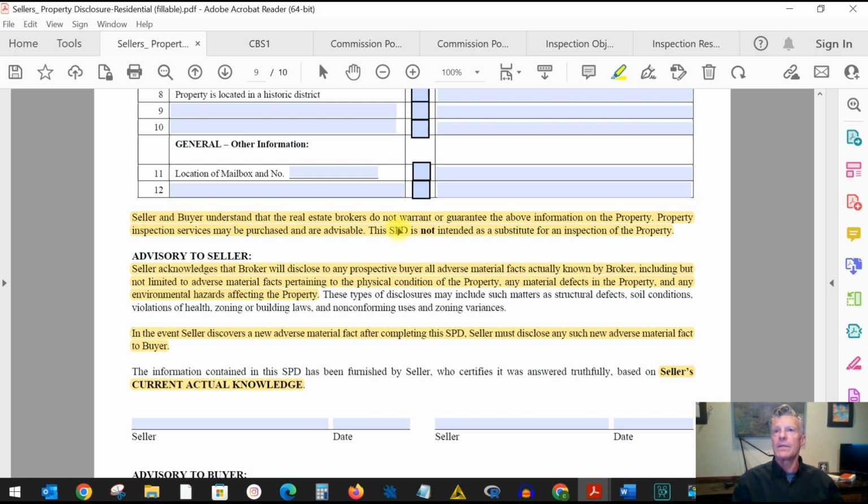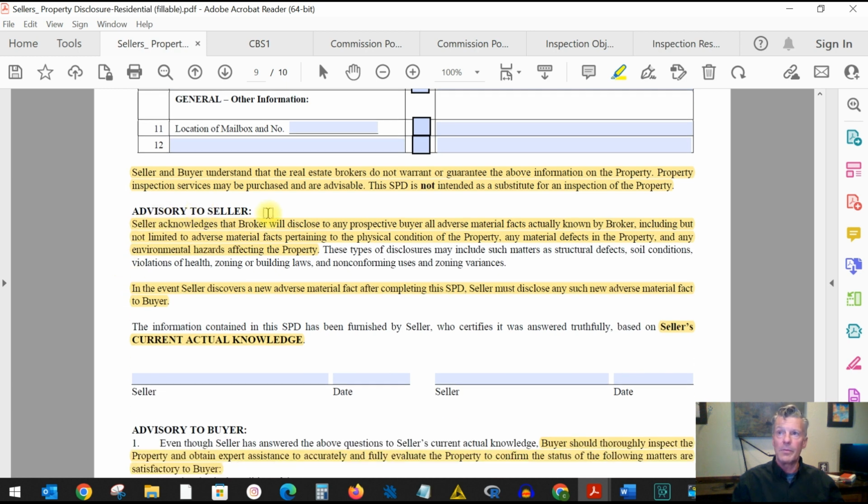Seller and buyer understand that real estate brokers do not warrant or guarantee this information. Seller gave it to the broker, broker gave it to the other broker, broker gave it to you. That's about all they know about it. If they know something else that's not on there that is a true adverse material fact, they will tell you, but they don't warrant or guarantee anything.